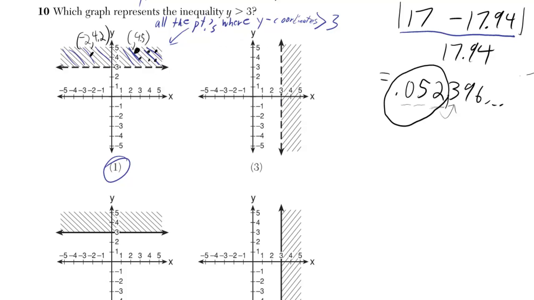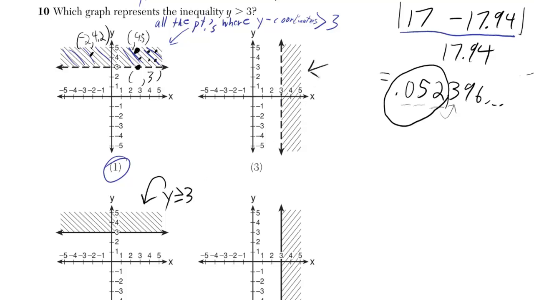Now, other thing to know is when you have a dotted line, it means we're not including that area. And we don't want to include this horizontal line right here because if you were on that line, then you would have a y coordinate of exactly 3. But we said it has to be greater than 3. If you said it could be greater than or equal to 3, then you would go with this one.